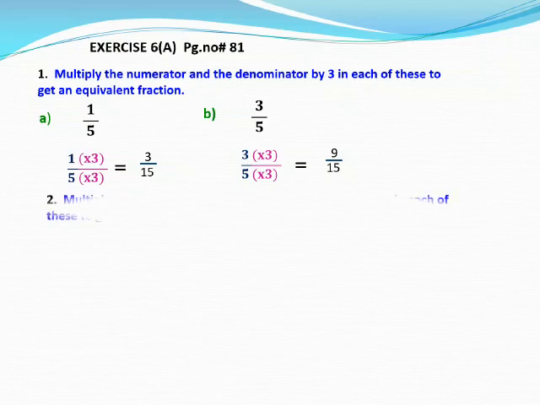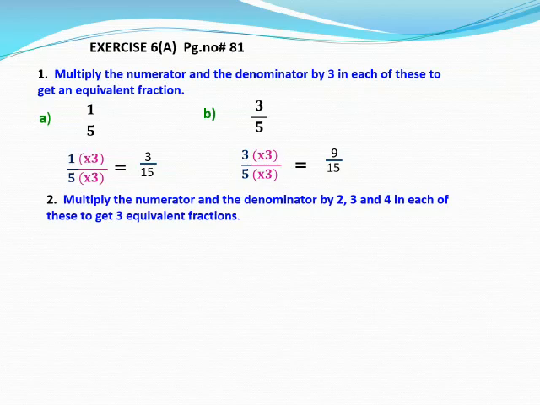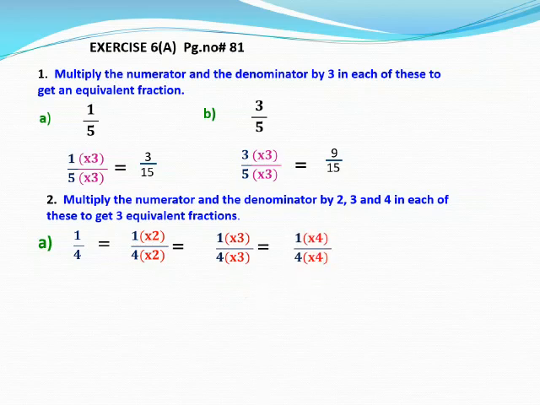Now see the next question: multiply the numerator and denominator by 2, 3 and 4 in each of these to get 3 equivalent fractions. We are going to find out 3 equivalent fractions by multiplying numerator and denominator by 2, 3 and 4. Okay. See the first question, 1 by 4. First, multiply numerator and denominator by 2. Next, multiply numerator and denominator by 3. Next, multiply numerator and denominator by 4. So, let us see what are the answers.